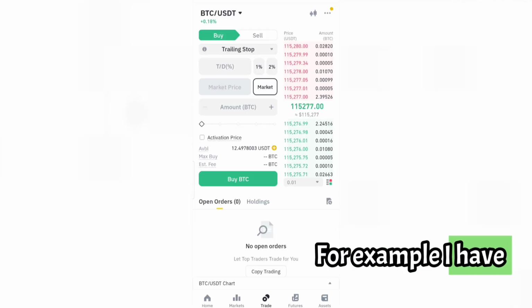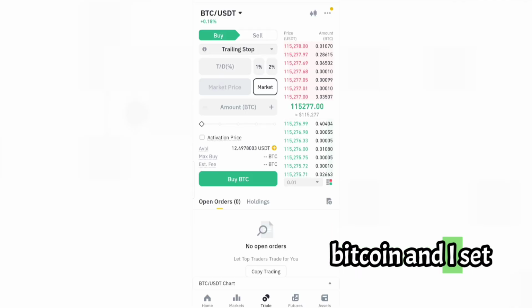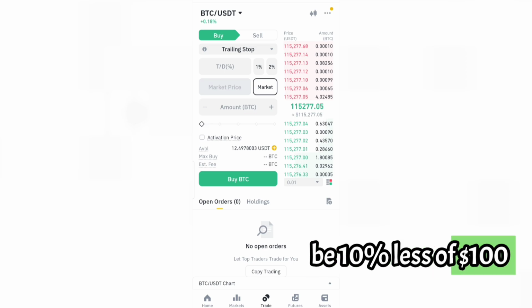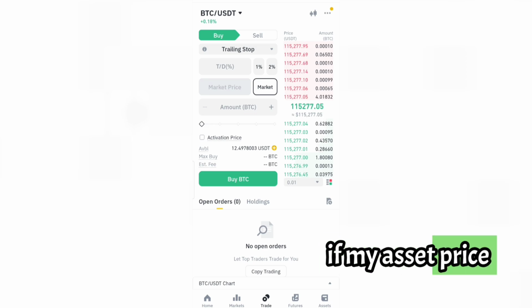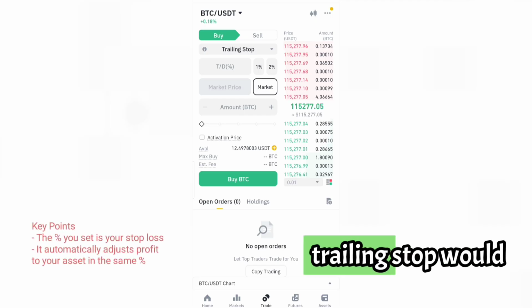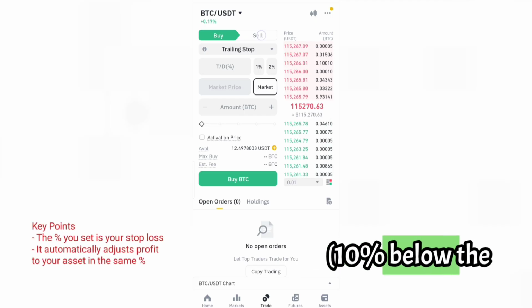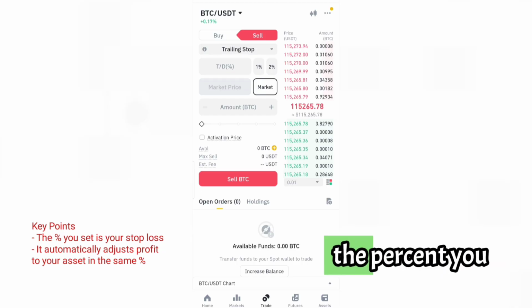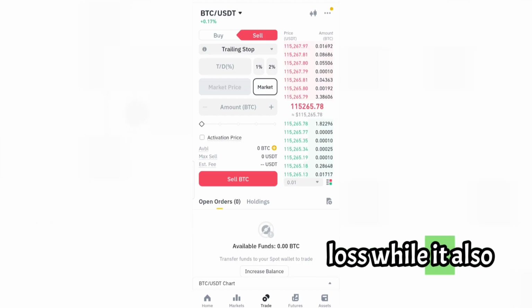For example, I have $100 worth of Bitcoin and I set 10%. My trailing stop will be 10% less of $100, or $90. If my asset price rises to $110, my trailing stop would move up to $99, 10% below the new high. In simpler terms, the percent you choose is your stop loss, while it also breaks even your trade at that percent.